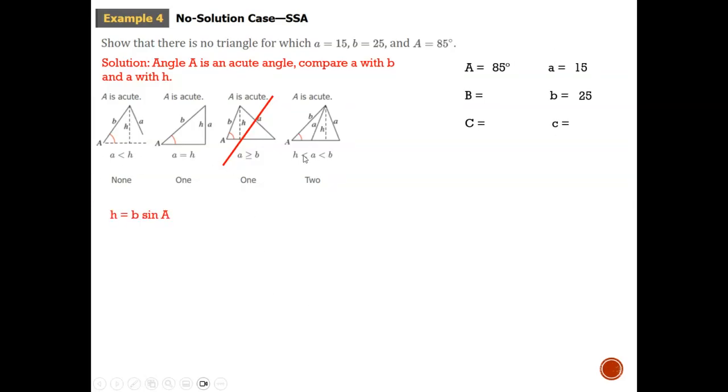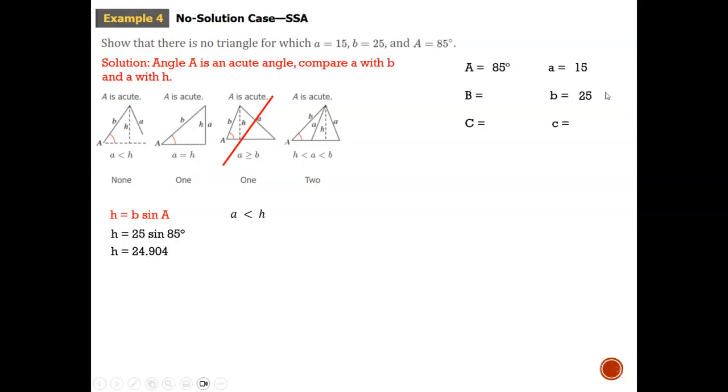The other cases involve what H is. So I have to find the H value so I can compare my A value with H. So let's find H. H is B times the sine of A. Let me plug in those values. My B is 25. My A is 85, big A, my angle measure. Taking this into your calculator, H is 24.904.